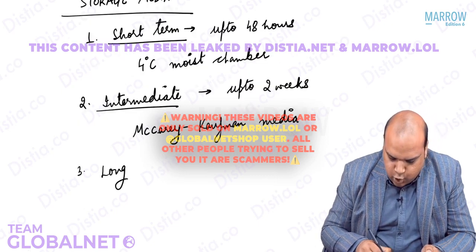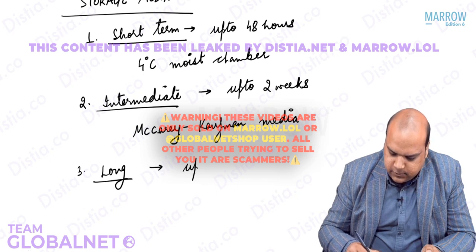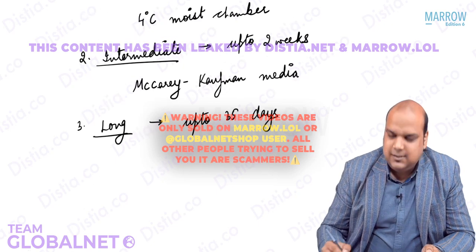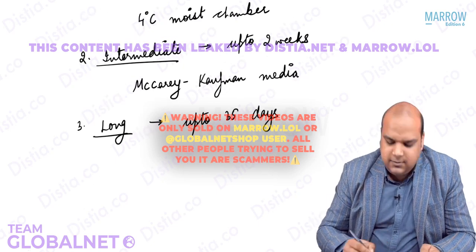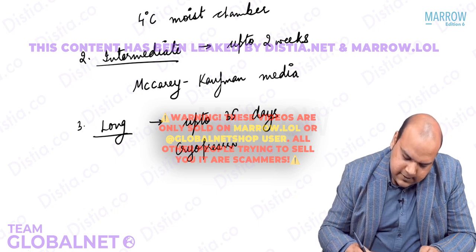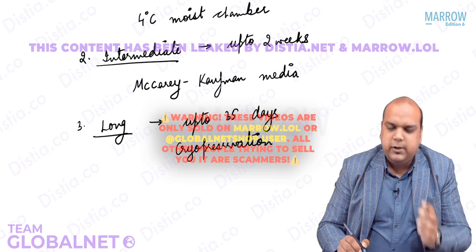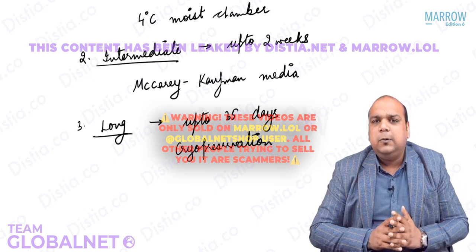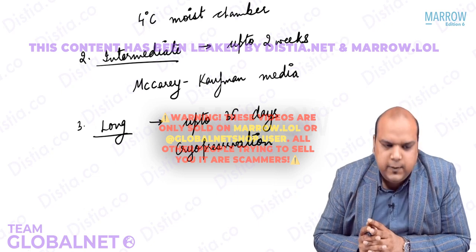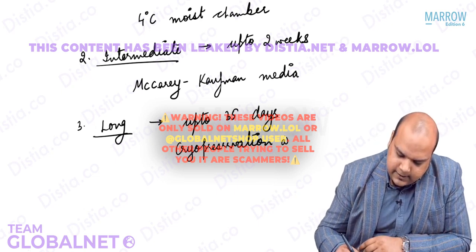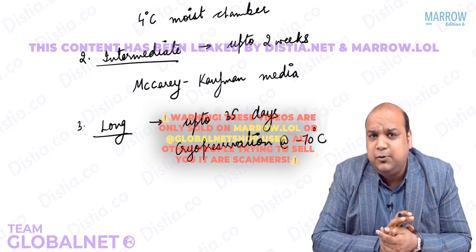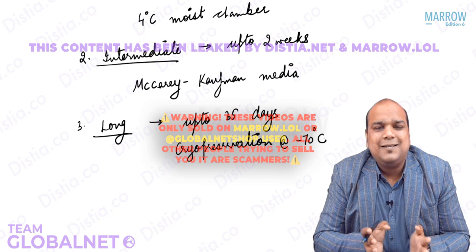And thirdly, long-term storage up to 35 days. Though this is not to be done, still, if asked, the answer is cryopreservation. The cornea loses its viability to a large extent on long-term storage, even though we are doing it via cryopreservation at -70 degrees Celsius. Okay, everybody? Absolutely clear? That's all about keratoplasty in brief for you.